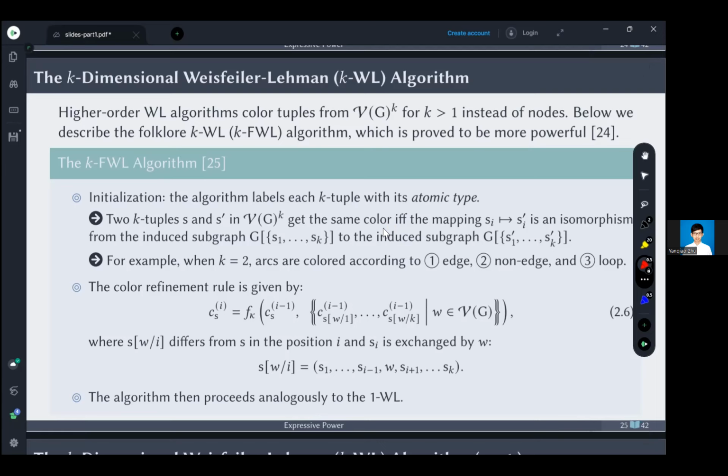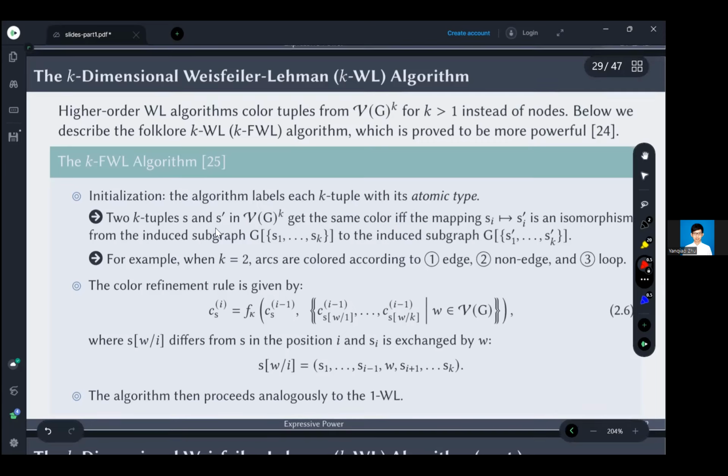For example, if two tuples s and s prime in V^k, in a k-tuple space, they will get the same color if and only if the mapping from s_i to s_i prime is an isomorphism of the induced subgraph. Okay, this kind of explanation is very vague. I will give you an example here.